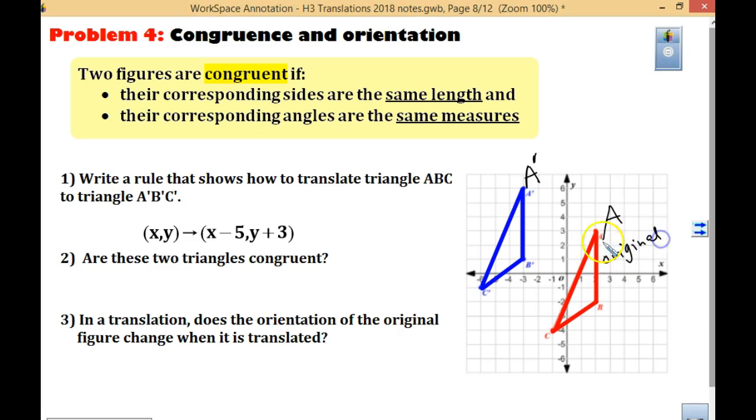So we have our original. And if we are moving, it doesn't matter if I go to point A, point B, or point C, I am moving them all 5 to the left, right? And then I went up 3. This is how we write it in our rule. 5 to the left means x minus 5, up 3 means plus 3.